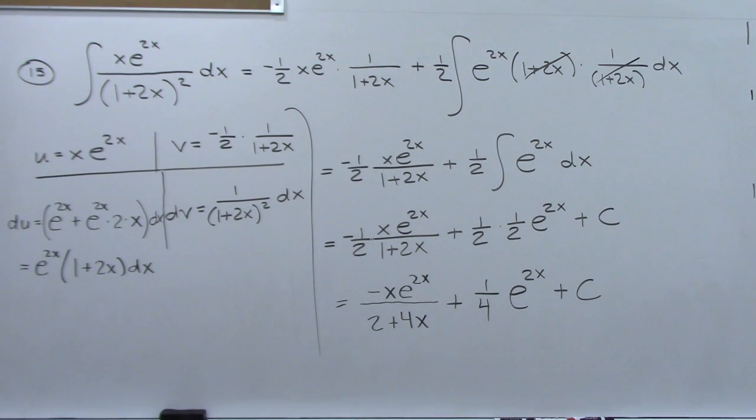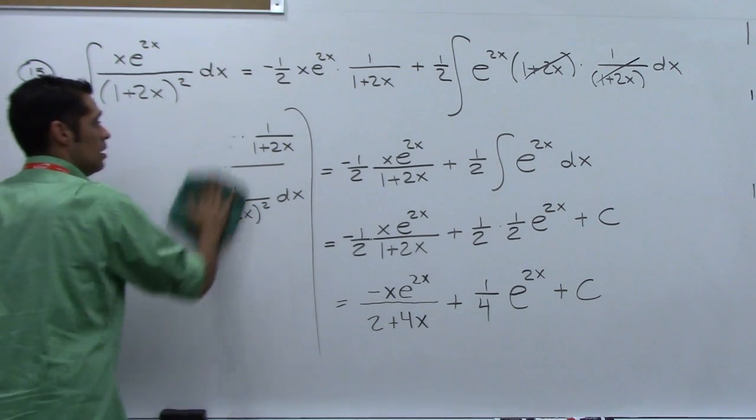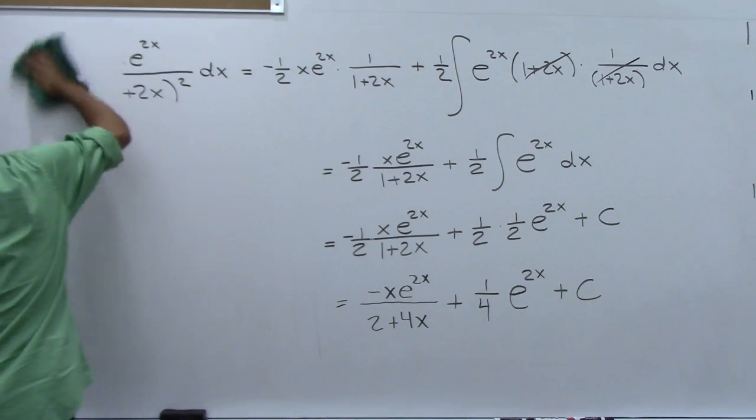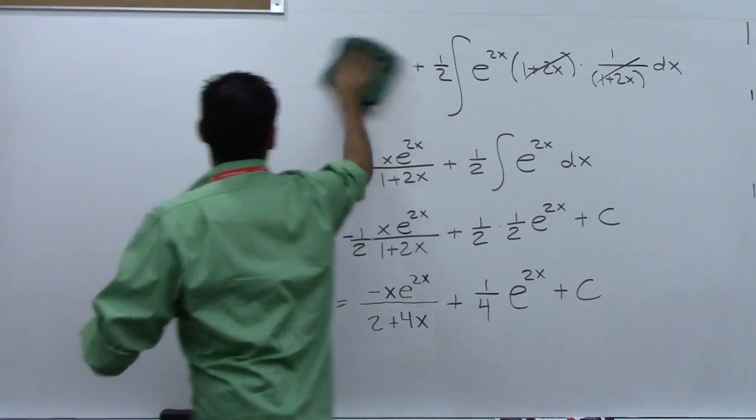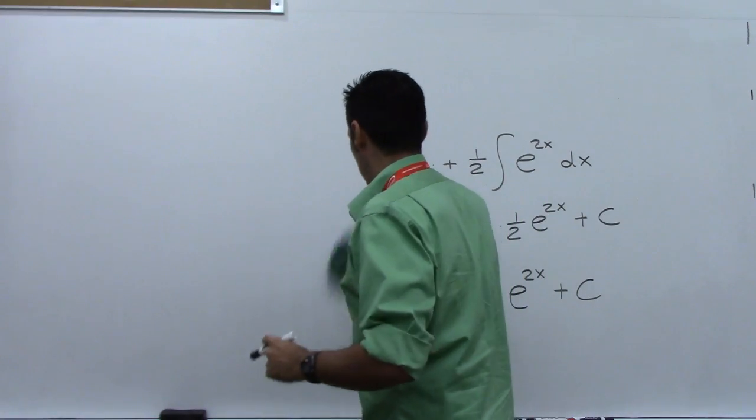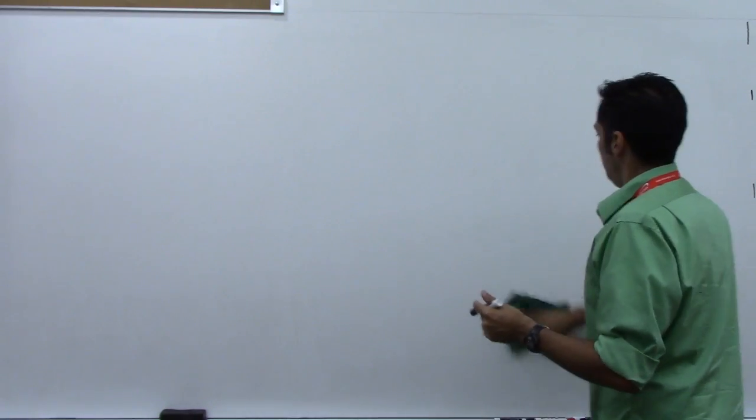Quite the mess, quite the mess. These are getting harder as we go. This was not obvious at all to use that. If you choose a different u on that problem, you may be here for a while. Or I should say, if you choose a different u and a dv, that could really hang you up.